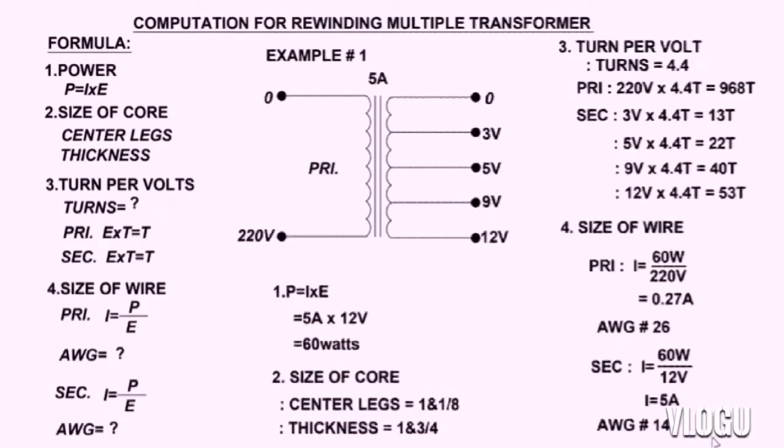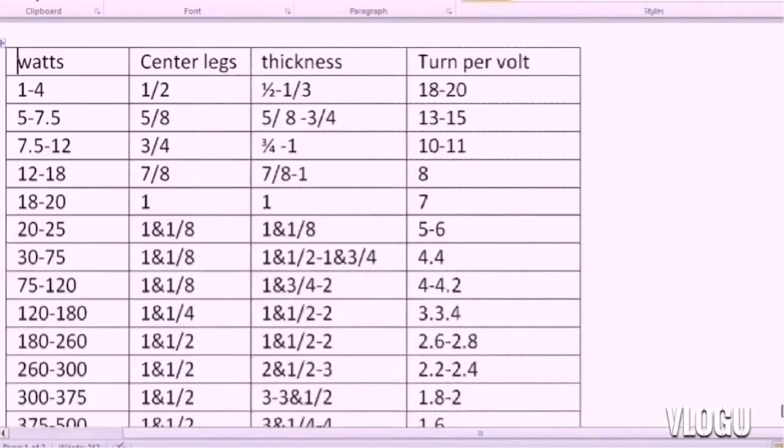And let's proceed to our step number 3. We need to get the turns per volt of the primary and secondary. How did we get these 4.4 turns? Let us see our table chart again. As you can see, at the wattage column, choose 30 to 75 watts. The turns per volt of our primary and secondary is 4.4 turns.